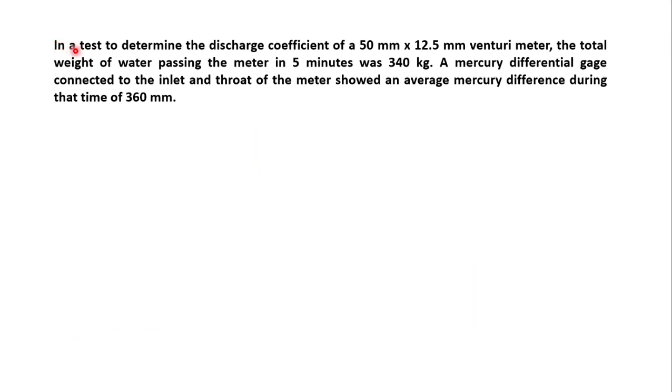In a test to determine the discharge coefficient of a 50 mm by 12.5 mm venturi meter, the total weight of the water passing the meter in 5 minutes was 340 kilograms. A mercury differential gauge connected to the inlet and throat of the meter showed an average mercury difference during that time of 360 mm. Letter A, compute the velocity at the throat, and letter B, compute the theoretical discharge.